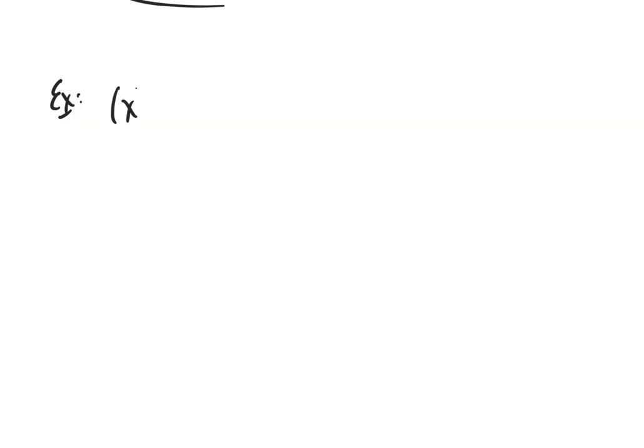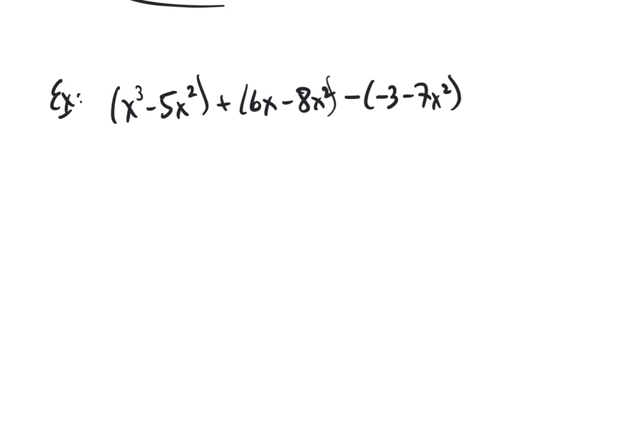But I'm going to finish with a collection of binomials added and subtracted. So I'm starting you off with x to the third minus 5x squared plus 6x minus 8x squared minus negative 3 minus 7x squared plus 14x, oops, sorry, that's a terrible 4. There we go. 14x minus 3x to the third minus 16. So it's a combination of adding and subtracting.